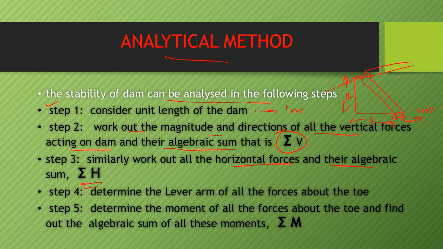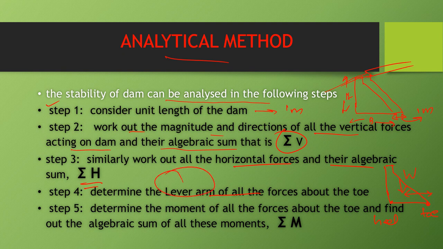Then after that we have to determine the lever arm of all the forces about the toe. Toe means, for the cross section, this is the toe and this is the heel. So we need to find out the lever arm. That is, if this is the self weight of the dam W, the lever arm is this distance. For all the forces, we need to calculate the lever arm.